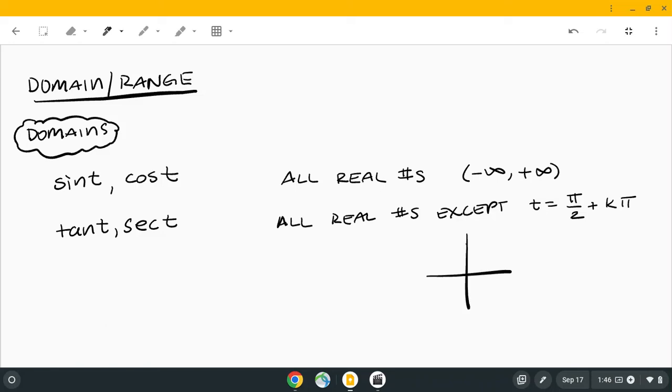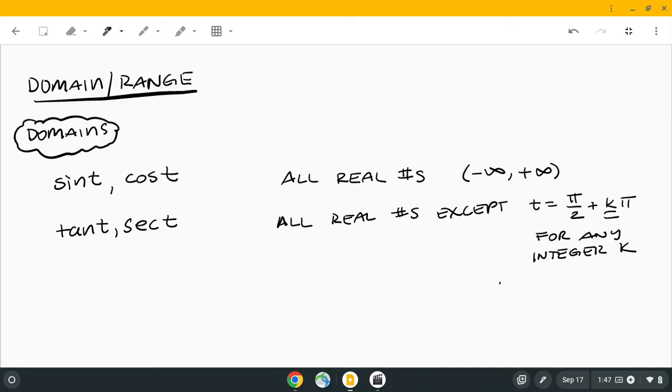Here, let me show you. This is pi over 2. If you add 180 degrees, you'll be here. This k means we're adding pi many times. So if you add 1 pi, you're here. If you add 2 pi, you're over here. If you add 3 pi, you're here. 4 pi, you're here. Remember, we have infinitely many coterminal angles, so we need to make sure we cover all of them. So we can use all real numbers except t equals pi over 2 plus k pi, for any integer k.